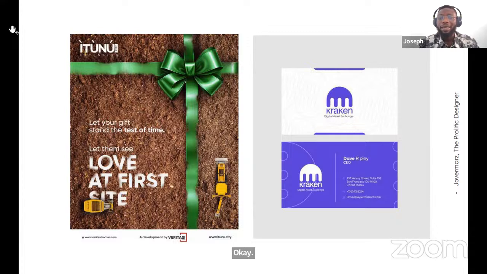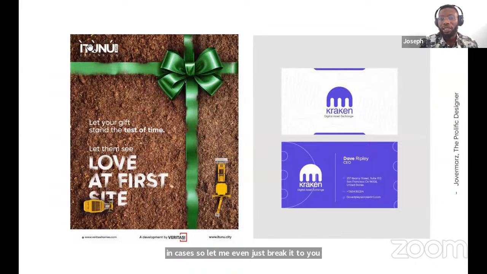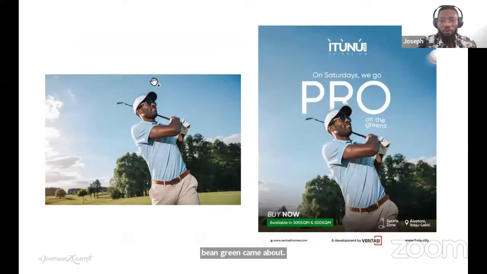Let me break it to you. The real color of this logo is actually green, which is where this ribbon being green came about. That's where the green ribbon came about. That is where the green in the selling came about as well.